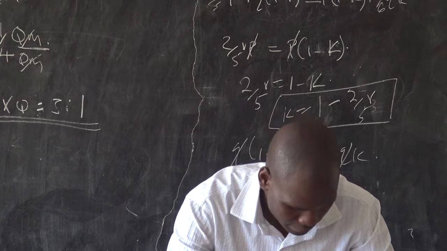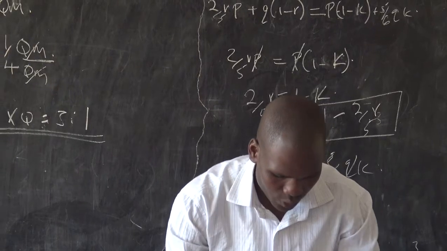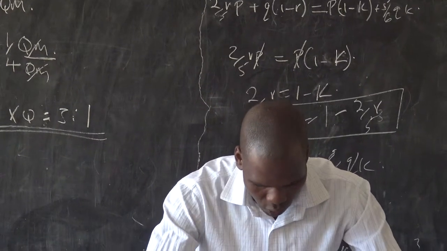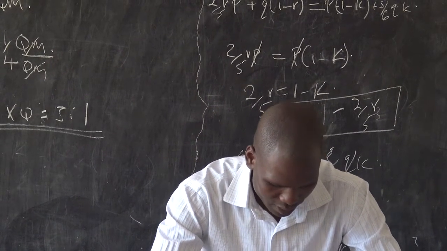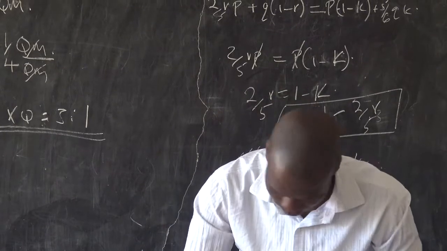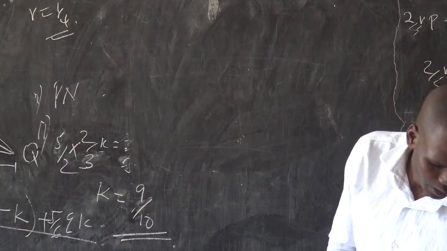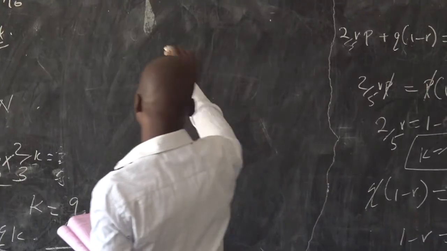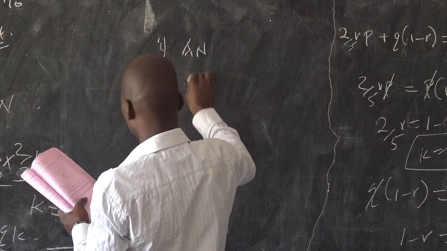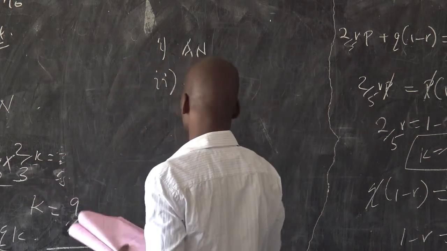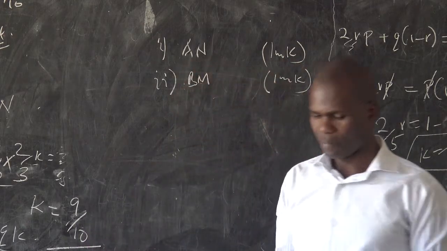Part A: given that OA equals a, that is small a, and OB equals b, express in terms of a and b: Roman 1, AN; Roman 2, BM. So this is one mark.